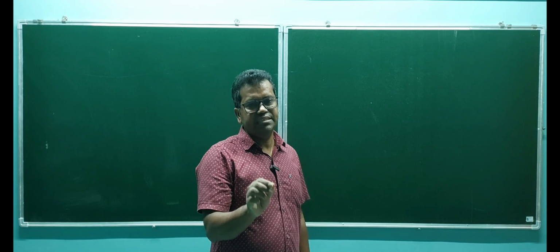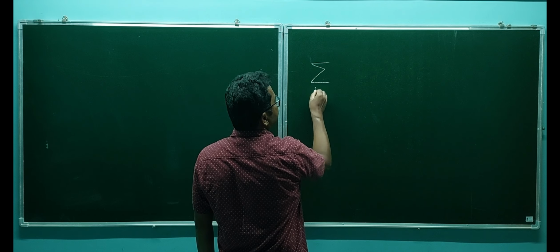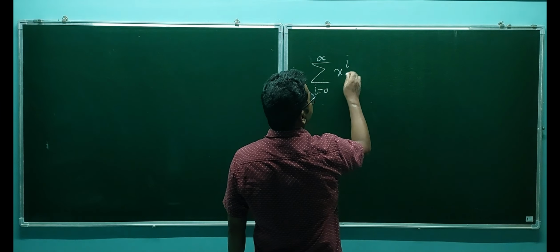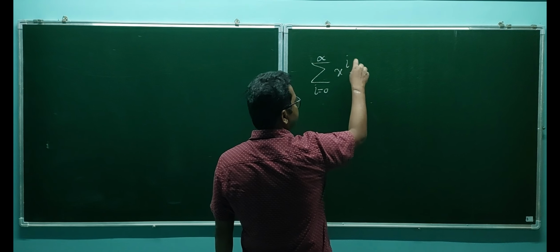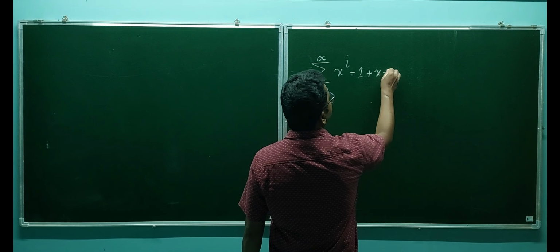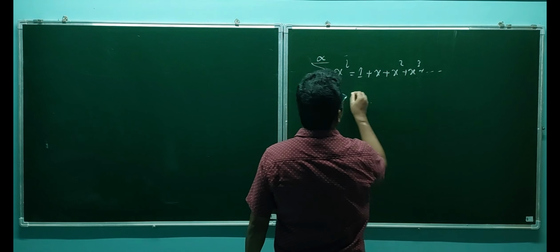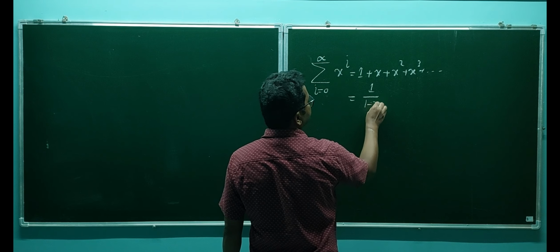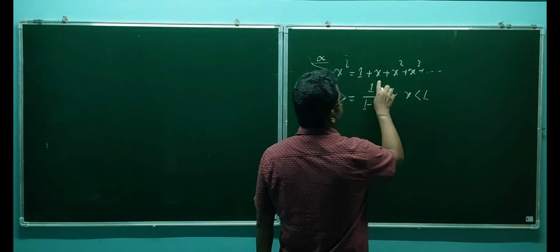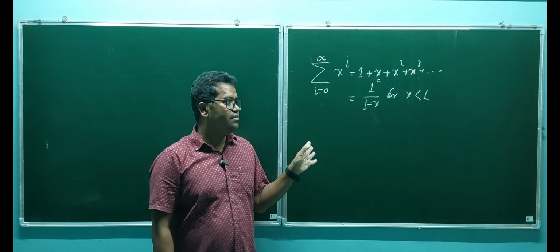Dear student, there is a minor correction in the mathematics. It is corrected as summation of i equal to 0 to infinity x to the power i equal to, when i equal to 0, x to the power 0 equal to 1, plus x plus x square plus x cube and so on, equal to 1 by 1 minus x for x less than 1. So this is the correction term in the formulation of Planck's radiation formula.